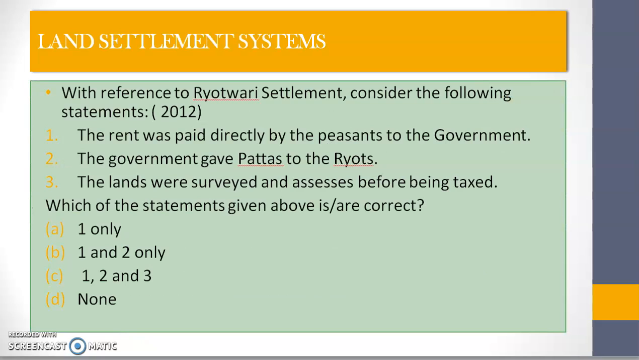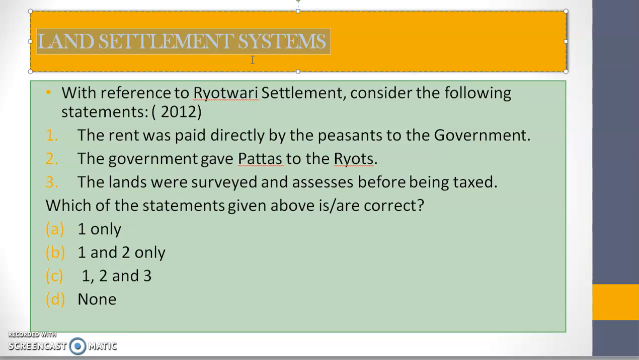So the topic that we are going to discuss today, which I have decoded after analyzing your previous year papers, is land settlement systems, or land tenure systems. Whenever we are talking about land settlement systems, you have to focus on 3 important settlements. The first is the Permanent Settlement, the second is the Ryotwari Settlement, and the third is the Mahalwari Settlement. These 3 settlements are very important from your exam point of view, and whenever you are preparing modern Indian history, do prepare these topics properly.